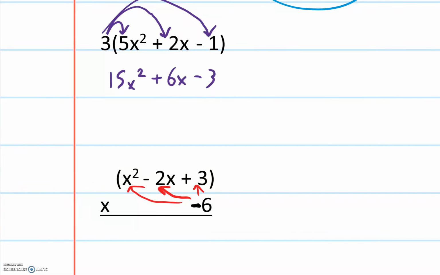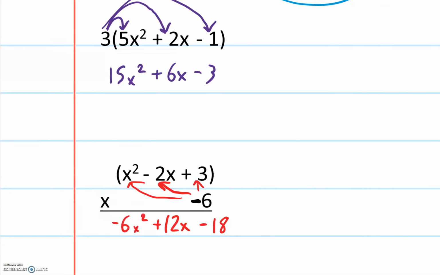Okay, so first thing, negative x times positive 1 is negative x, and then we keep the x squared the same. Negative x times negative 2 is positive 12, and we keep the x the same. Negative 6 times positive 3 is negative 18.